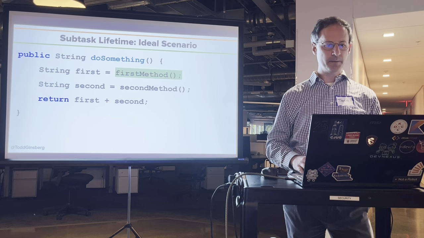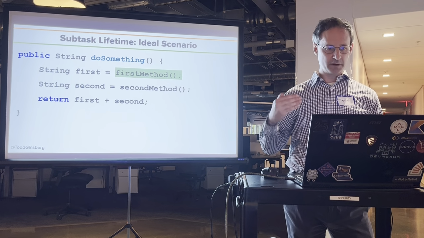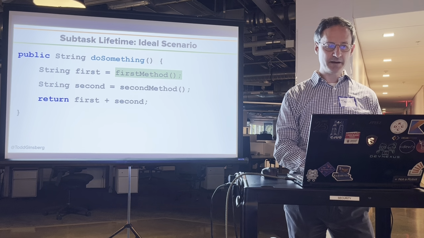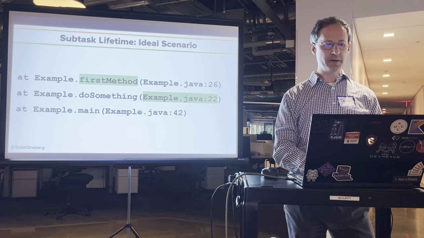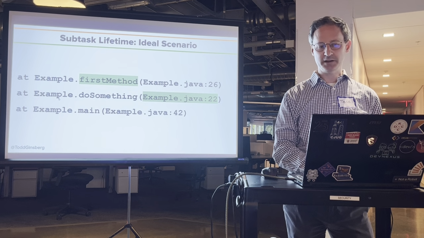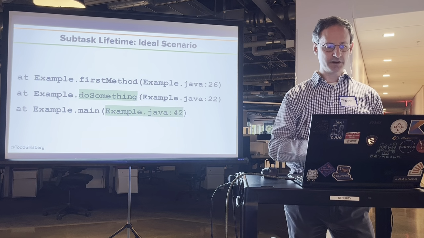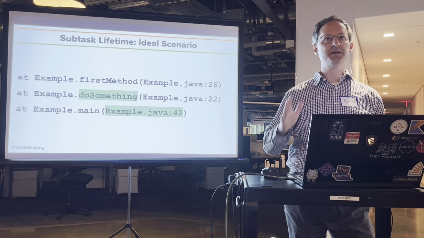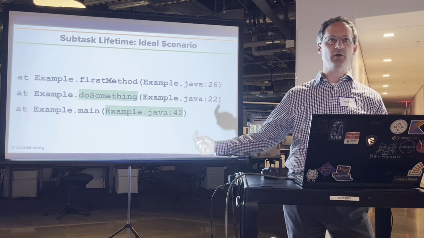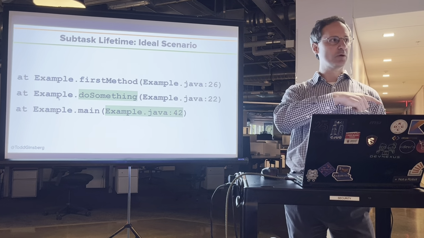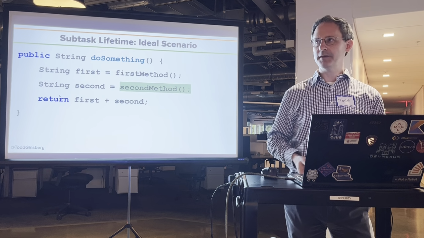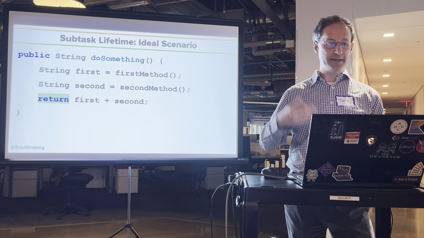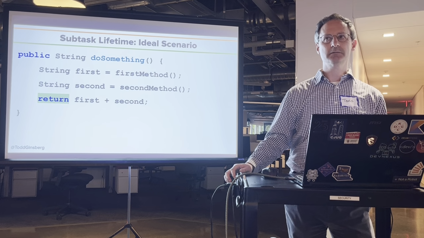So when we run it, first method is run first. And we understand this. We understand where it's coming from. If we look at a stack trace, we understand first method is called from do something, line 22. And that, in turn, is called from the main method. We understand where this came from. We understand how this control flow came through the system. Similarly, second method gets run next, and then return happens.